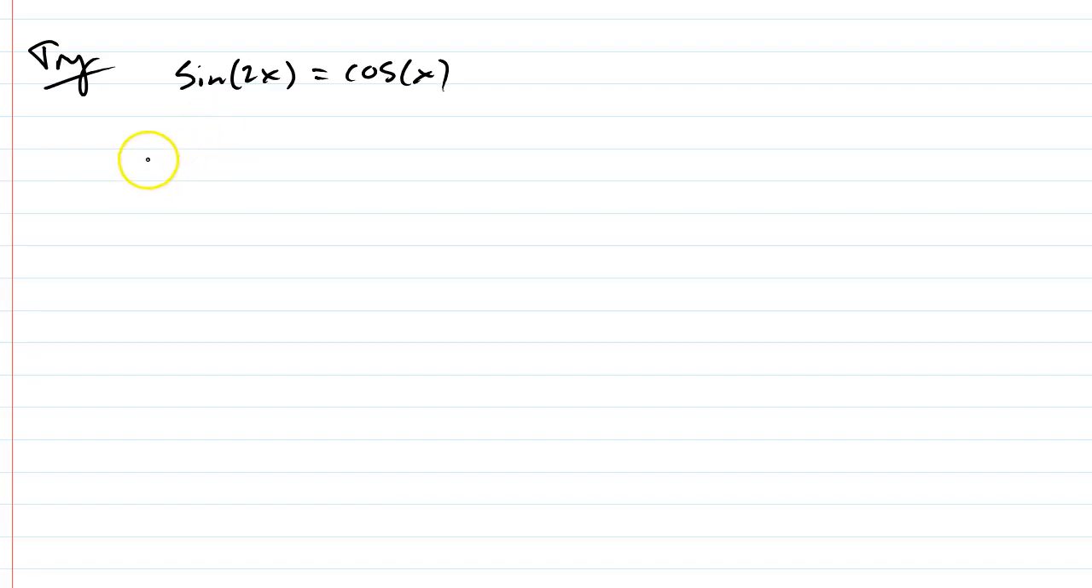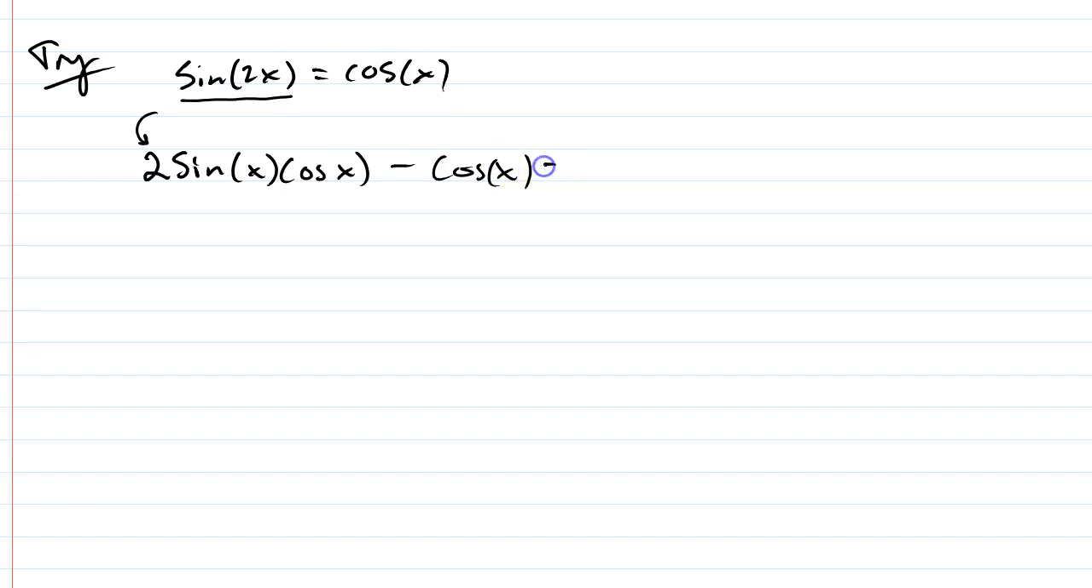Okay, sine of 2x has only one option. Okay, and I'm going to do two things at once. I'm replacing sine 2x with this double angle identity, but I'm also going to subtract cosine to the other side. Now a lot of people will want to, before I subtracted cosine over, divide by cosine on both sides, because there will be a cosine on both sides.